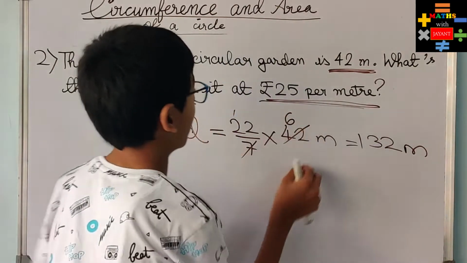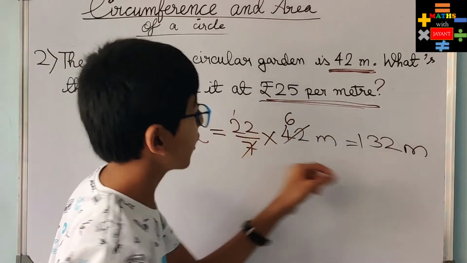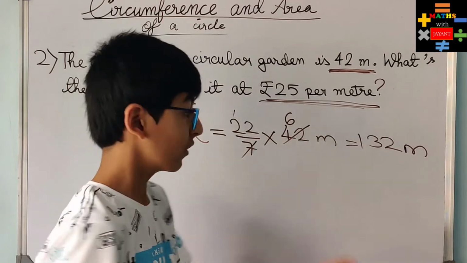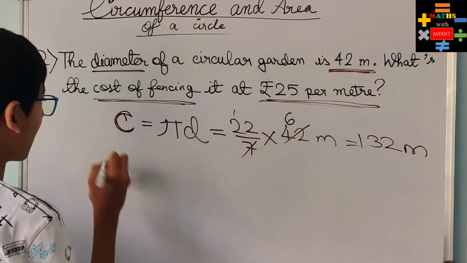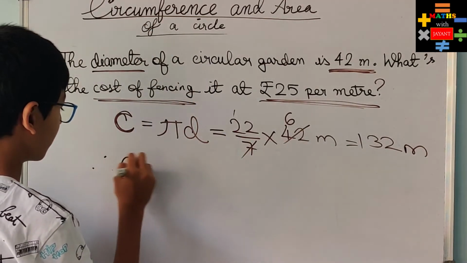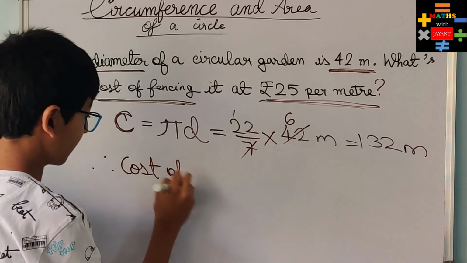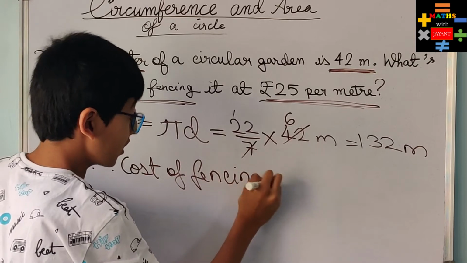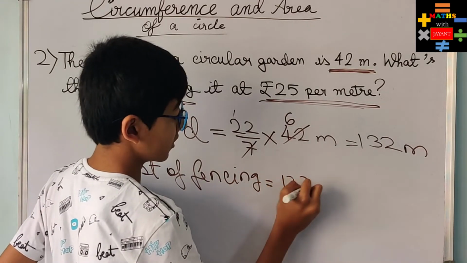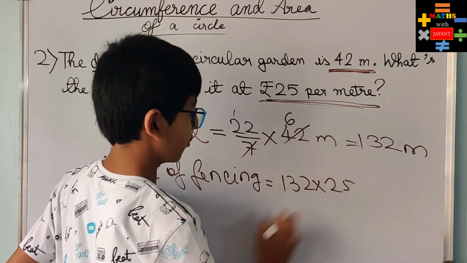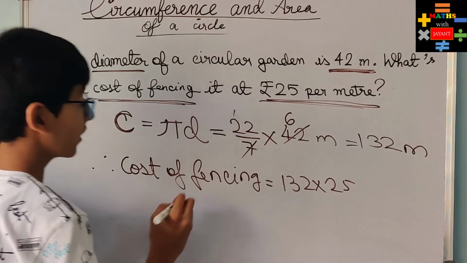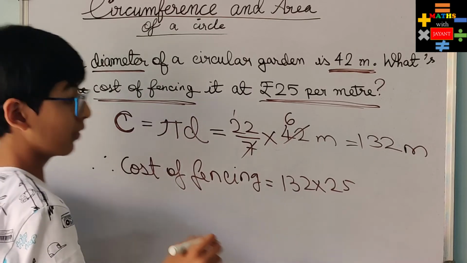We can multiply. For 1 meter is 25 rupees, so for 132 meters it would be 132 into 25. That much rupees. So therefore we could say the cost of fencing the garden is equal to 132 into 25. This much rupees. Now can I solve this? Let us use some rough work over here.